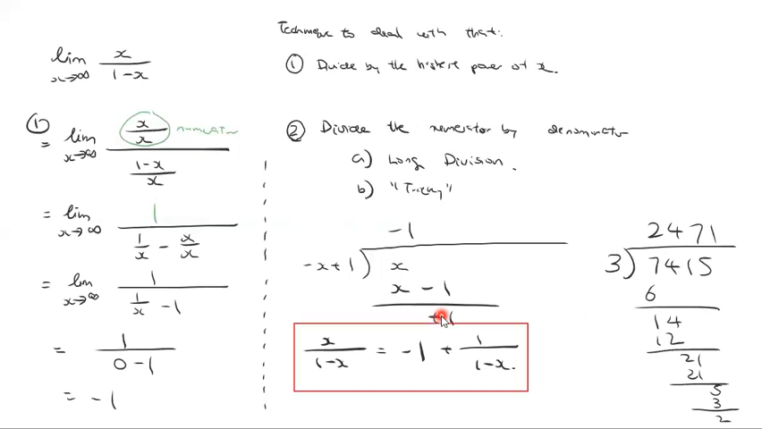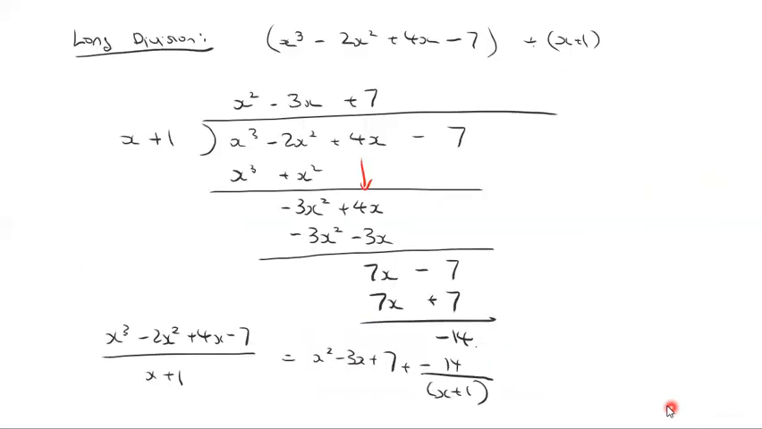And this is analogous to 7415 divided by 3 is equal to 2471 and 2 thirds. Right, the remainder goes in here. This is the remainder, and this is the divisor. So same thing here. The remainder is 1, so it goes here, and the negative x plus 1 goes here. Does that make sense? Yes, it makes sense.